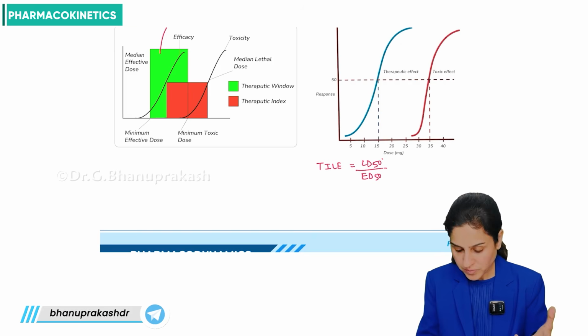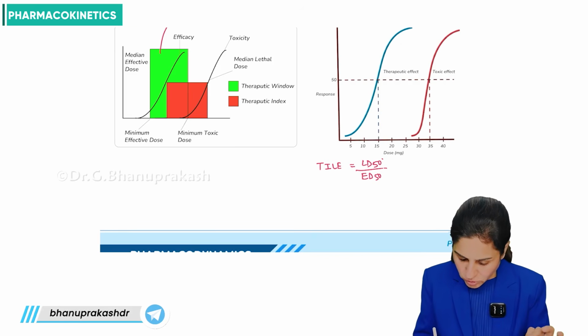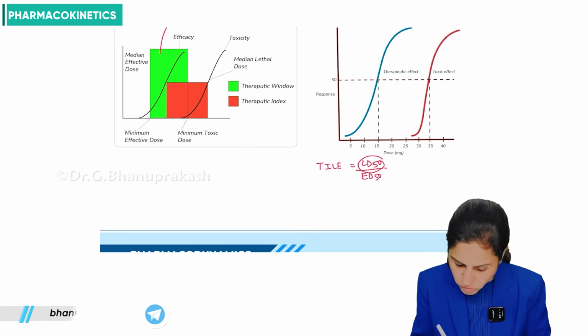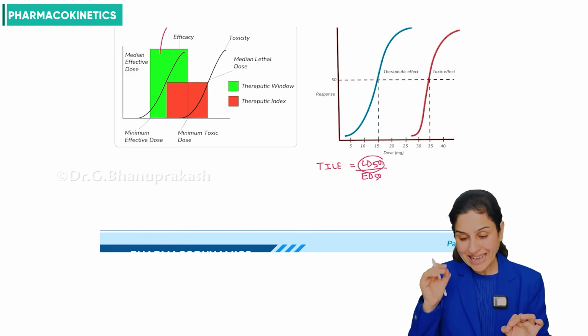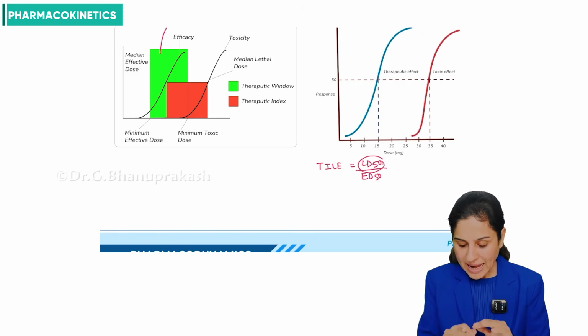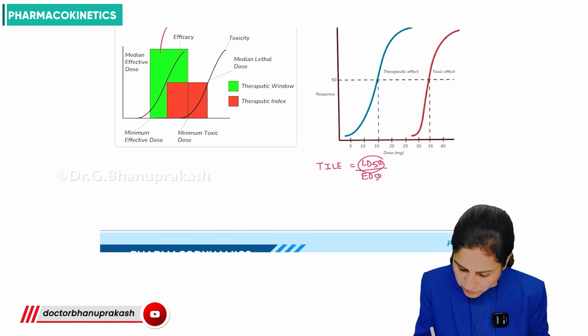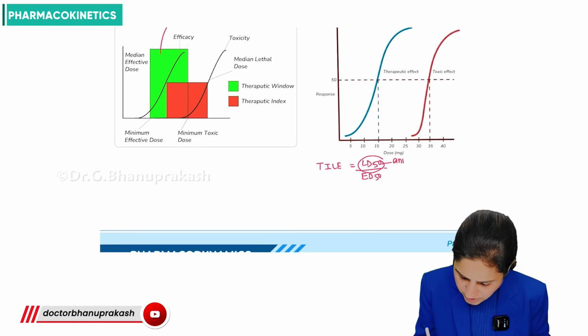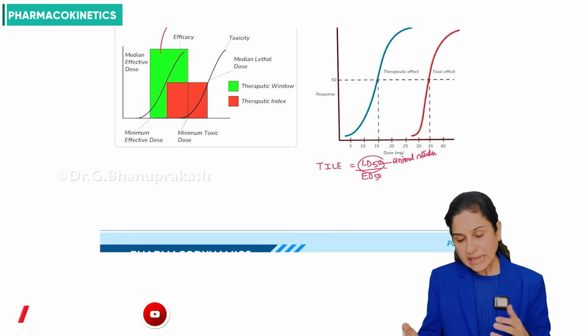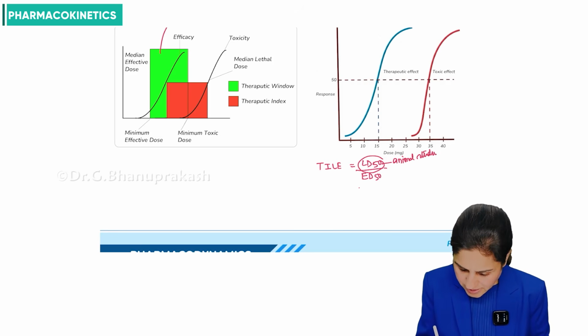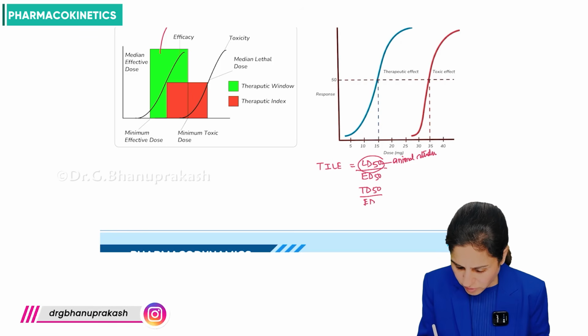50% of the population. But I want to tell you, this is not the population of humans that we're talking about. When we talk about death, LD is death. That we cannot do in a human population, right? So LD50 is a term which is used in animal studies only. While in humans, we replace this term LD50 with TD50, toxicity in 50% of the population. So this is the term we use in humans.